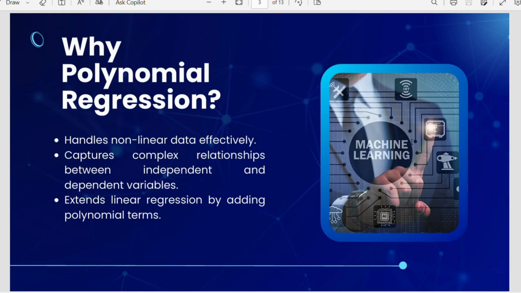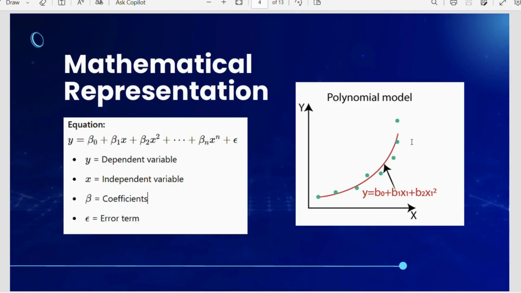Why polynomial regression? It can handle non-linear data that curves or bends, and captures complex relationships between variables. It's like an extension of linear regression, adding extra terms like x square, x cube, polynomial terms. And this is the mathematical representation of polynomial regression. And these are some types: linear, quadratic, cubic, and higher order.